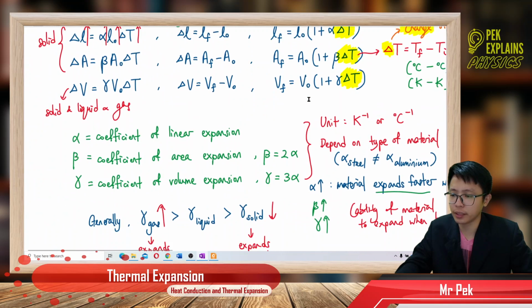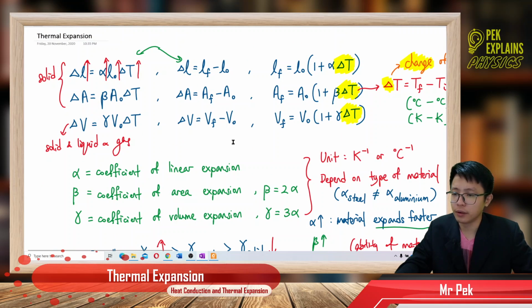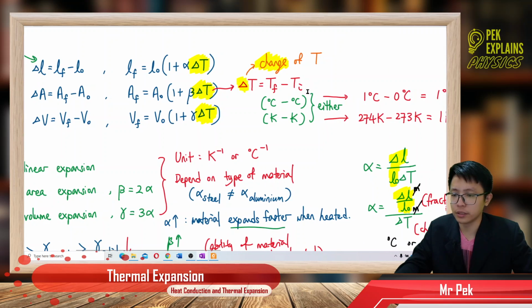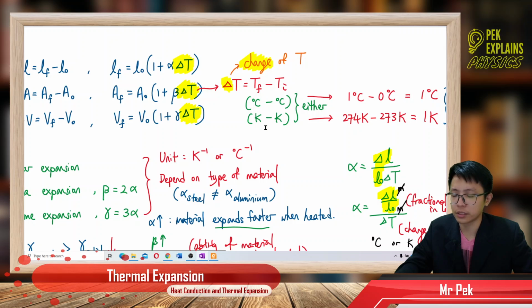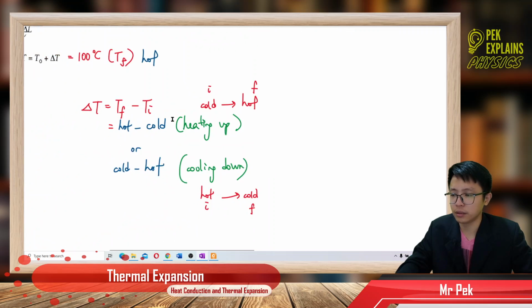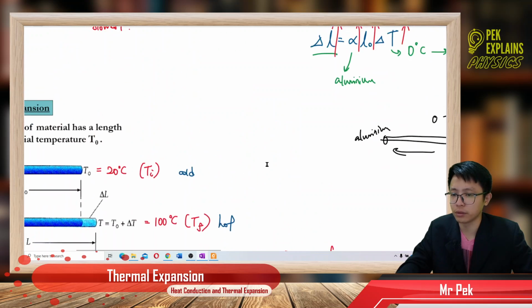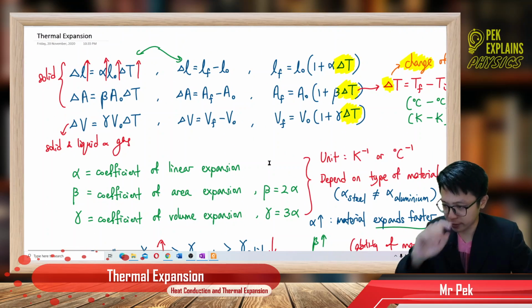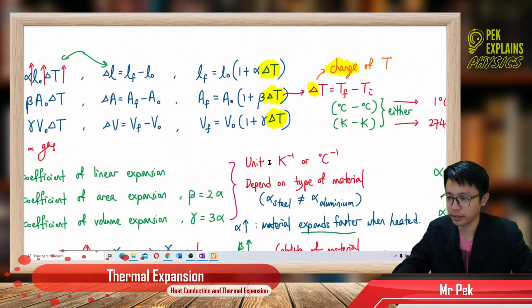Let me check. Important is this formula or this formula. You can get the change in length, change in area, change in volume. You can also find the final length, final area, final volume using this formula. The change in temperature is the final temperature minus initial temperature. You can use either degrees Celsius or Kelvin. This change in temperature can be either hot minus cold or cold minus hot, depending on the situation.